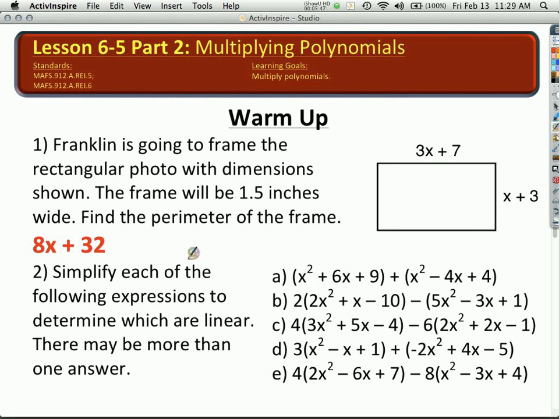So try not to think of it in terms of I got it right and I got it wrong. Try to think of it in terms of this is a learning process. Let's see how much I was able to figure out. So even if you did not finish number 2, you should have been able to figure out a few things. So let's see what we figured out. Which of these expressions are linear?